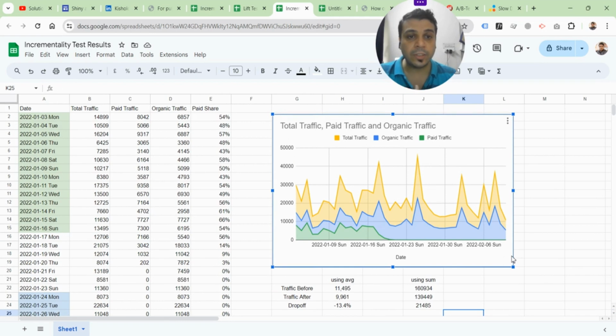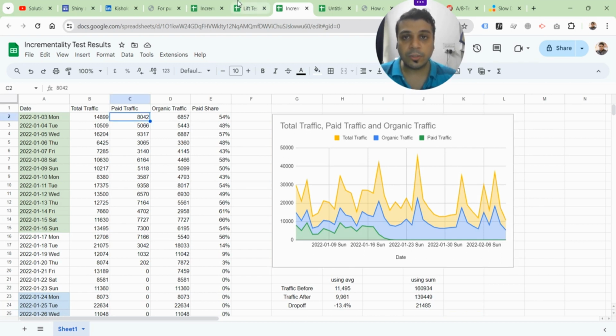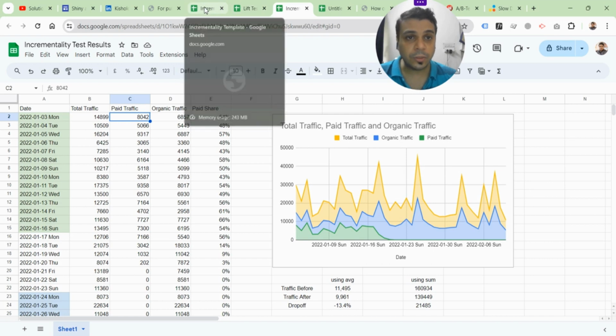That the green graph is actually tapering down, and then you have a blue graph which is your organic traffic and your total traffic. So you're trying to understand if your total traffic is at all getting impacted or not by switching off paid traffic. So this is a kind of incrementality testing, very simple format. As you can see, you're only looking at traffic. Now I'm going to show you a more complex version of this.